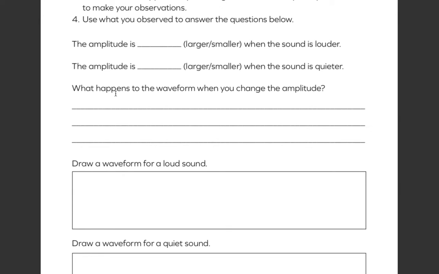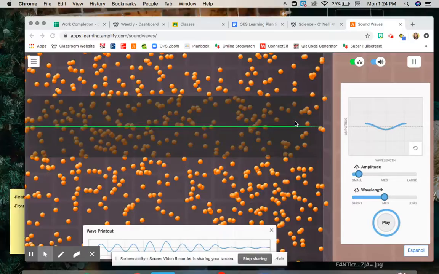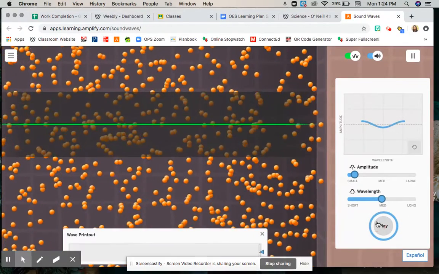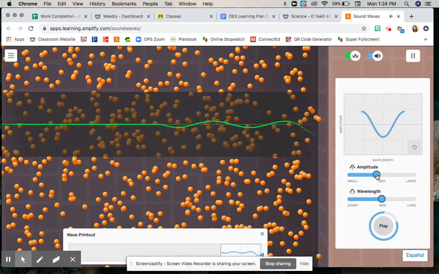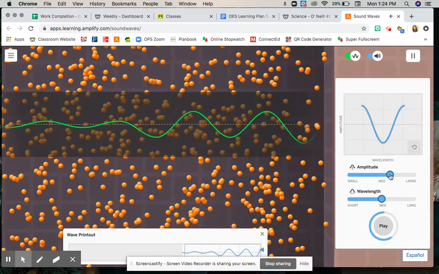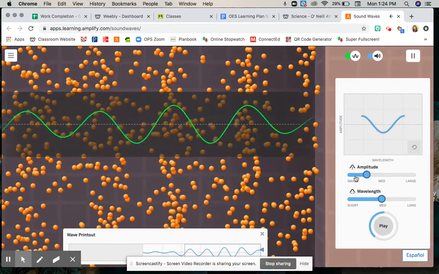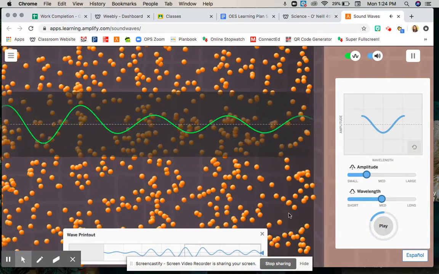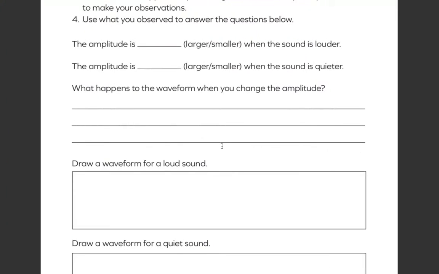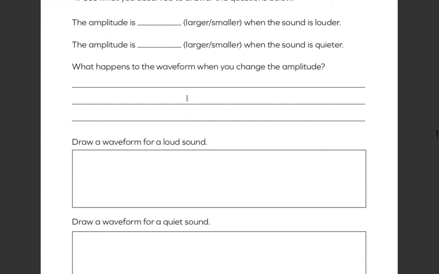Then it says, what happens to the waveform when you change the amplitude? Now the waveform, guys, is this right here. What happens when you change the amplitude? So tell me your observations. Please make sure you write this in complete sentences. One sentence is fine. If you want to write more than one, even better.